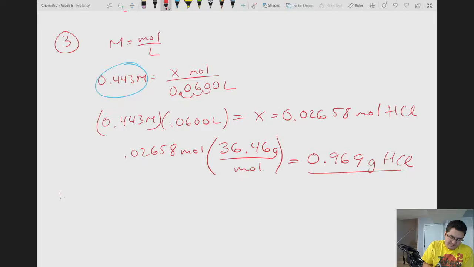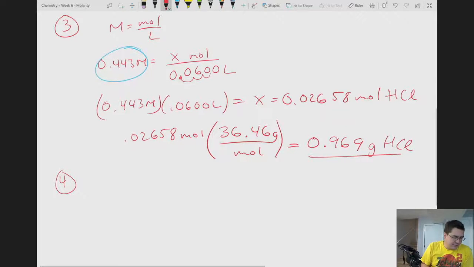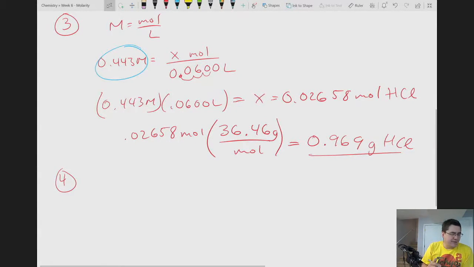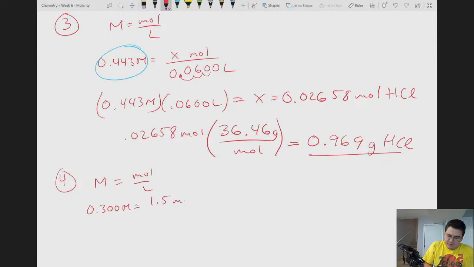Number 4, I'm going to give just a little hint because there's a video, one of those little short mini clip videos that I did, that talks about this. Again, start with your molarity equation. It says how many milliliters are needed to contain a certain number of moles. So it gives you the molarity, and it gives you 1.5 moles, and it wants you to solve for the volume.